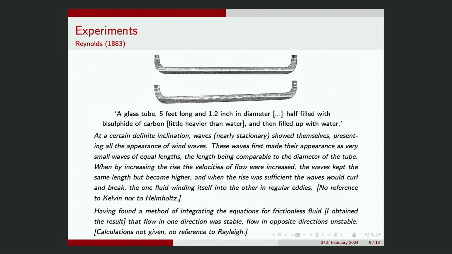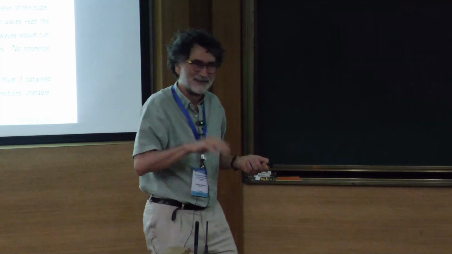And then Reynolds says, having found a method of integrating the equations for frictionless fluid, I obtained the results that flow in one direction was stable, flow in opposite direction unstable. So here you have an experimental demonstration of the Rayleigh theorem in some sense, but the calculations are not given by Reynolds, and there is no reference to Rayleigh.